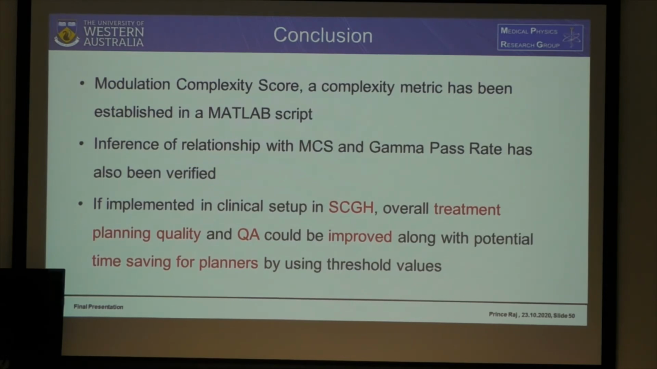So if we establish this in the clinical setting, say for example at Charles Gardner, the planning quality and the QA as a whole will be improved, and it can also save treatment planning time for planners if we could implement a threshold value for each site.